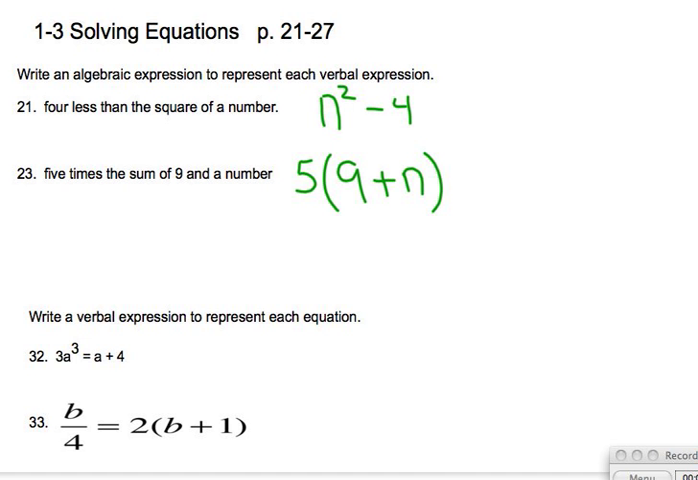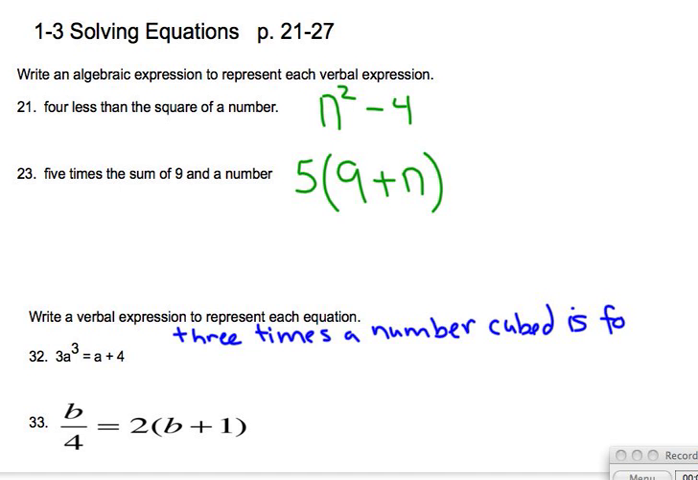On question 32 and 33, they're asking us to go the other way. Write a verbal expression to represent each equation. They have 3a cubed is equal to 2a plus 4. That's what it looked like, so you can write it pretty much the same way. 3 times the number cubed is, and "is" always means equal, so that's helpful, 4 more than the number.